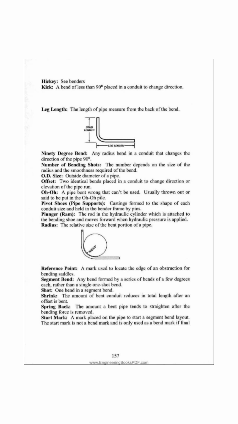Start mark. A mark placed on the pipe to start a segment bend layout. The start mark is not a bend mark and is only used as a bend mark if final adjustment to the pipe requires more degrees of bend without adding to the stub height. Stub. The distance from the back of the bend to the end of the conduit. Sweep. A 90° bend with a radius larger than a standard one-shot shoe. Take up, come back. The amount that must be subtracted from the desired stub length to make the pipe come out at the correct length. Wow, dog leg, hoop-de-doo. An improperly made bend where the conduit was not held secure and the bend is not aligned right. The term is also used to indicate a slight bend made by hand or over the knee for correction or direction change.